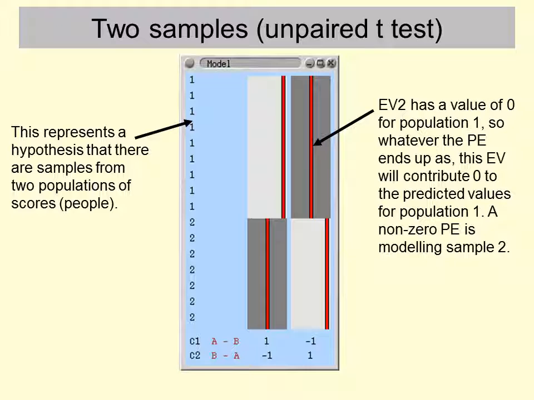Any non-zero parameter estimate on this regressor is modelling the fact that the second sample have got, on average, across the participants, a parameter estimate from the first level greater than 0 at that particular voxel time course.